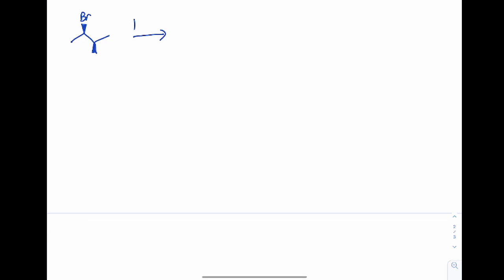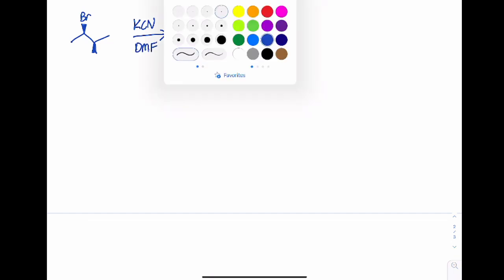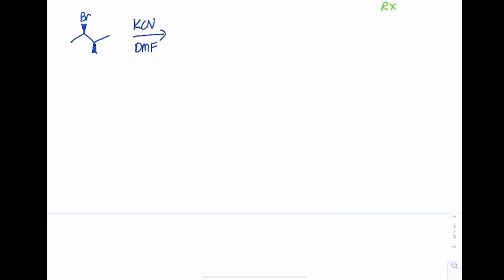And we're given potassium cyanide and then DMF. So kind of the checklist in my head, I like to look at the alkyl halide first. So we're going to look at the alkyl halide: primary, secondary, tertiary, right? If it's primary, we can rule out SN1 and E1, right? We don't like primary carbocation intermediates, they're not stable. If it's tertiary, we can generally rule out SN2, too sterically hindered.